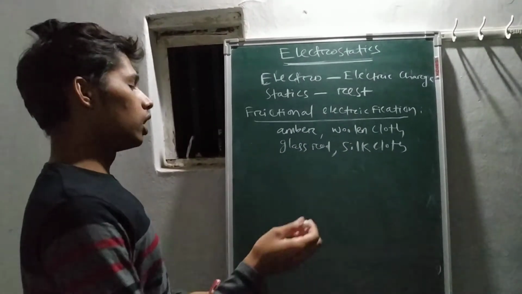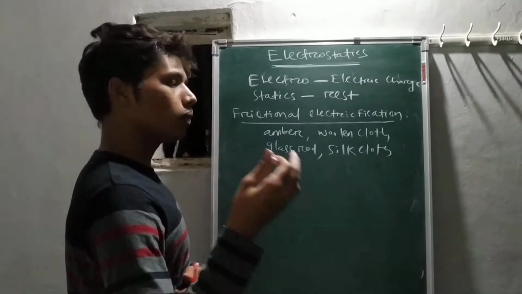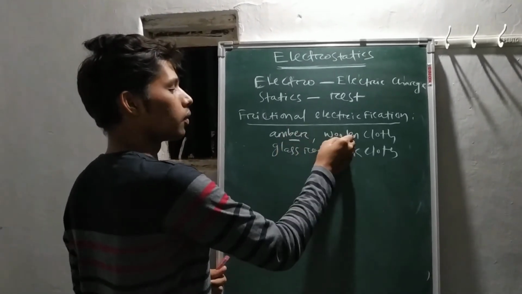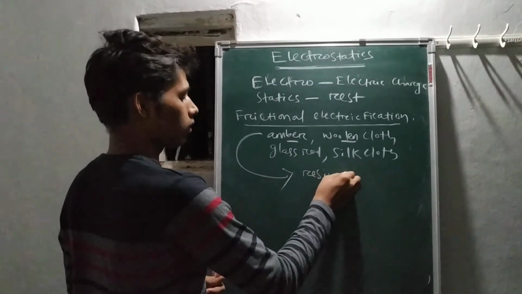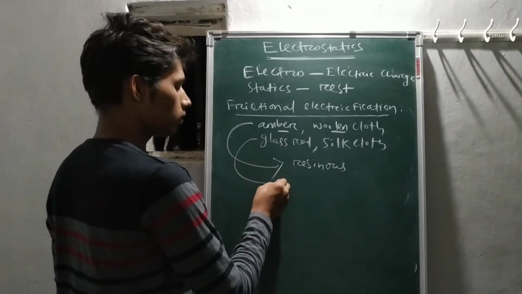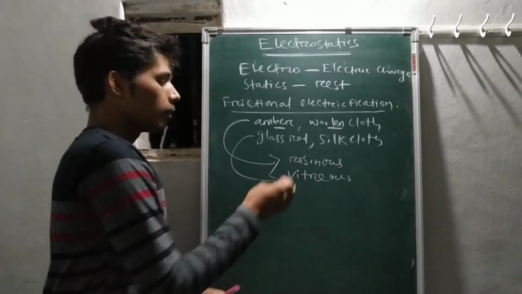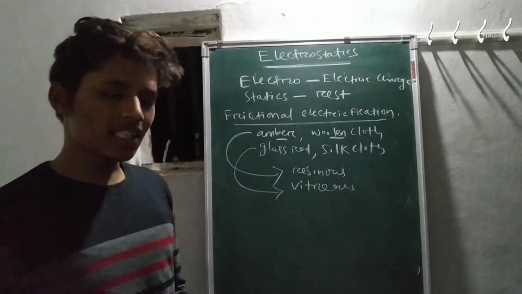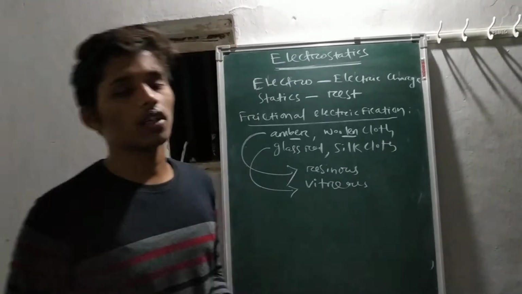According to the scientist William Gilbert, two types of electrification are possible: one is resinous and another is vitreous. When amber is rubbed with woolen cloth, amber gains some charge named resinous. When a glass rod is rubbed with silk cloth, the glass rod gains some charge named vitreous. Before we know resinous and vitreous, we have to know what charge is. Charge is nothing but a certain electrical quantity which exists in substances. This is known as electric charge.